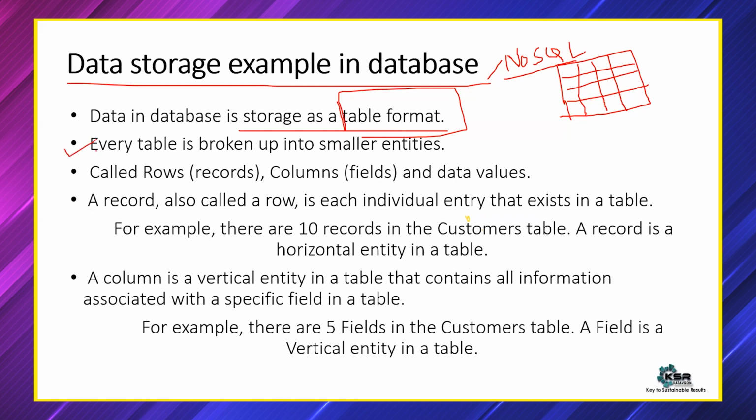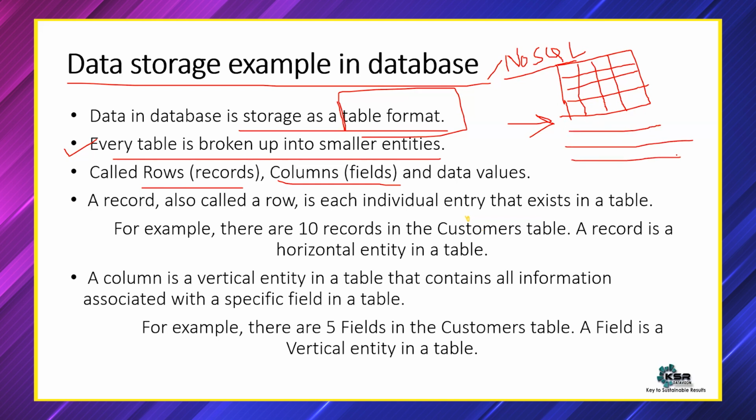Now that specific table is broken into smaller entities. Why? Because it is easier to find and very fast to interact with or search the information. These smaller entities are further called rows and columns. This horizontal entity is called a row. Whichever information is stored in the horizontal format, from left to right, is called a row. And whichever information is stored in the vertical format, from up to down, is called a column.